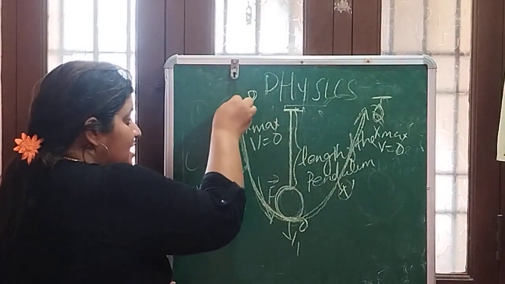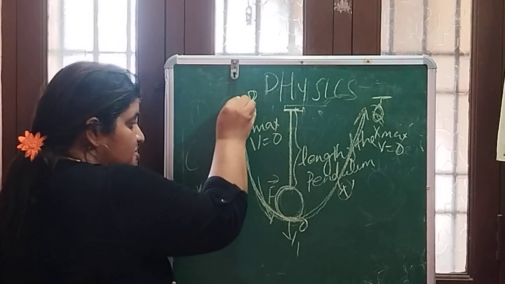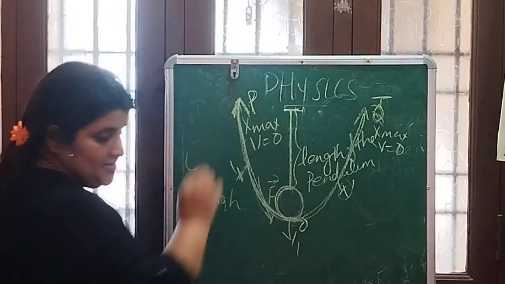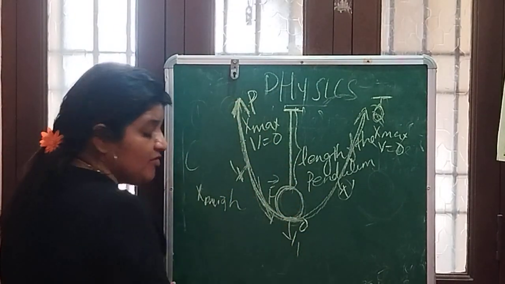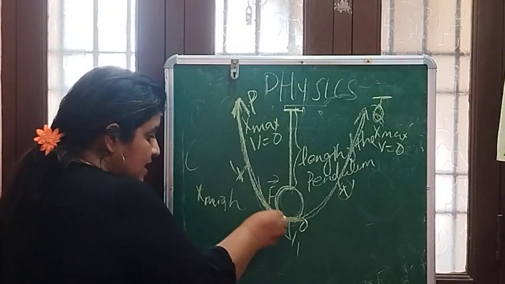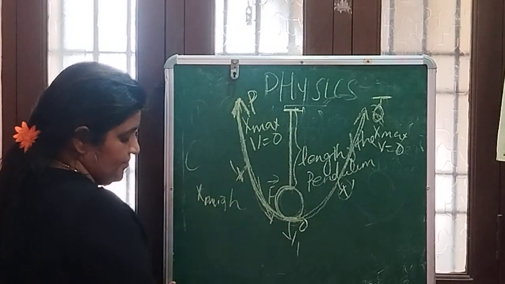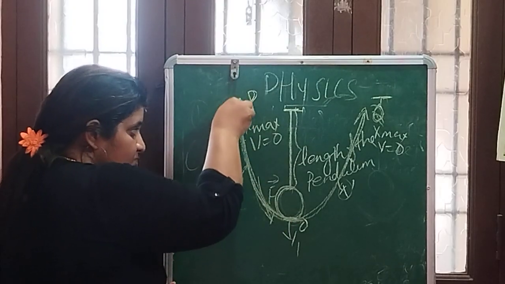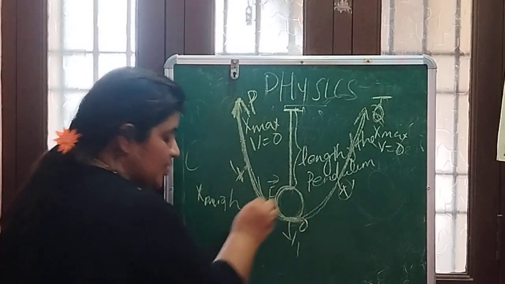At that time, if we release the force from the extreme position P, the acceleration of the bob will be very high, because in the first case the displacement of the bob was high. So when the displacement of the bob increased, the corresponding value of the acceleration also increased.